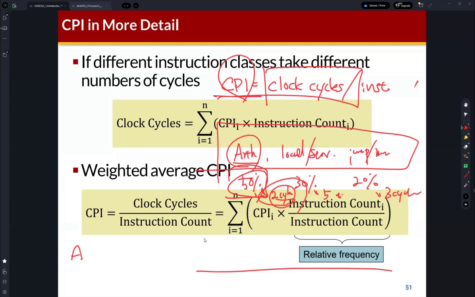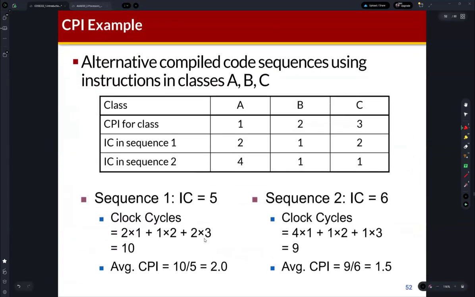So we can calculate the CPI like this, just to memorize the definition of the CPI. Then I believe you can easily understand how to calculate the average CPI. Okay, so this is the example. This is the instruction class, that means the type of instruction, and then the CPI for the instruction class. So it's 1, 2, 3, right?